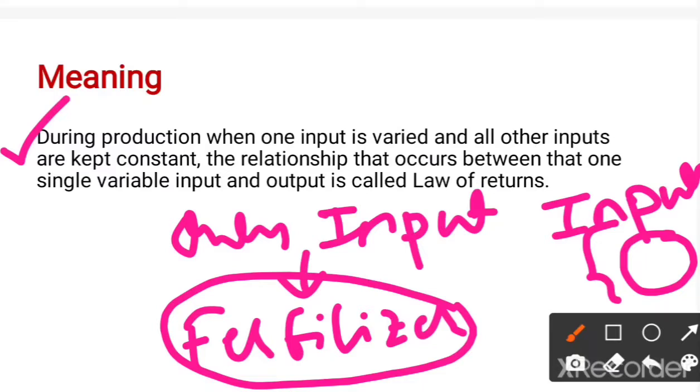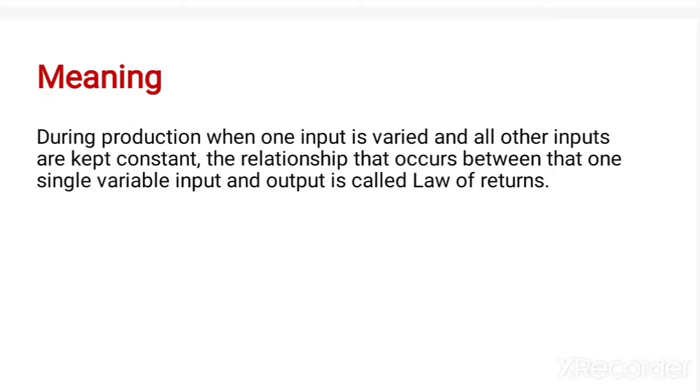So that's why, during production, when one input is varied and all other inputs are kept constant, the relationship, or the changes that occur in the output, is called law of returns. We'll understand it by studying the different types of law of returns.